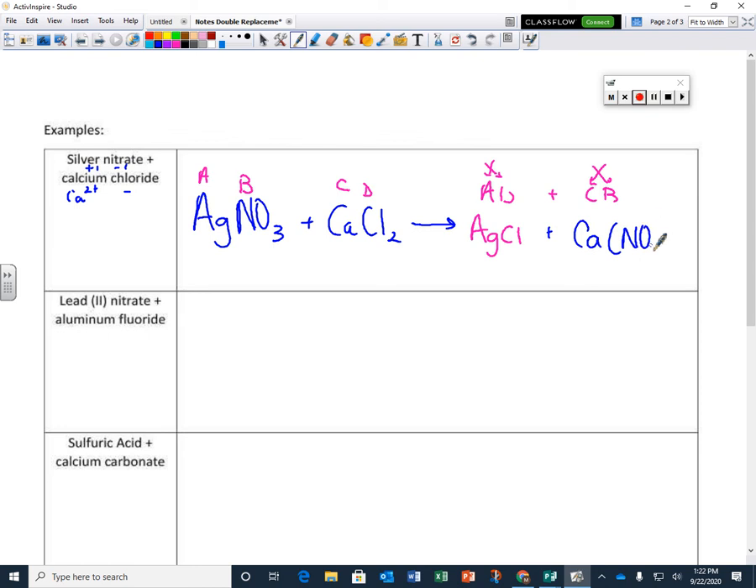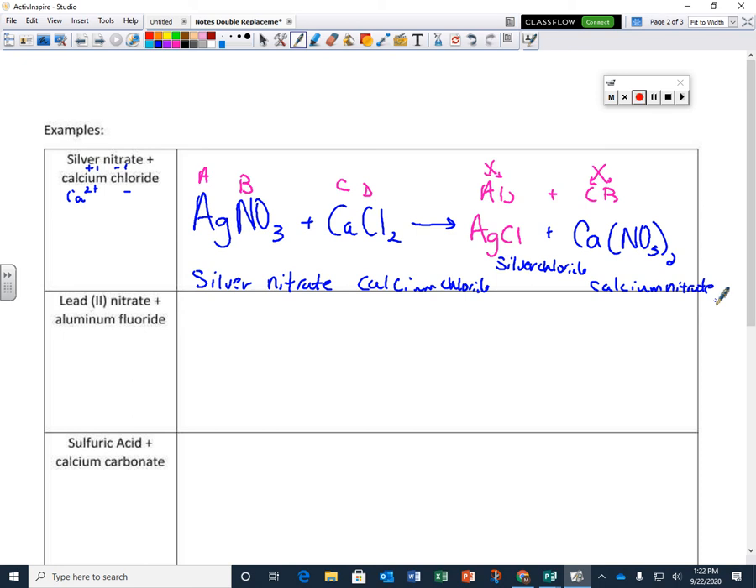Swap and drop the charges to get the subscripts. Sometimes it helps to write out the words. Silver nitrate, calcium chloride, makes silver chloride, and calcium nitrate. Sometimes that helps people to see the words.